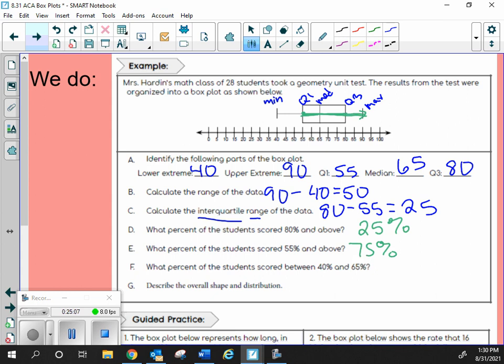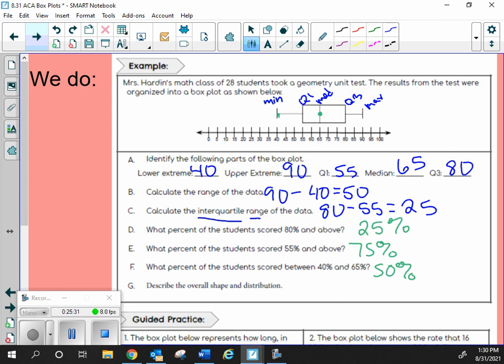Okay, and letter F, what percent of the students scored between 40 and 65? From 40 to 65, what do we say? 50. Awesome. I hear the confidence. Love it. And the last one is talking about the shape of the distribution.